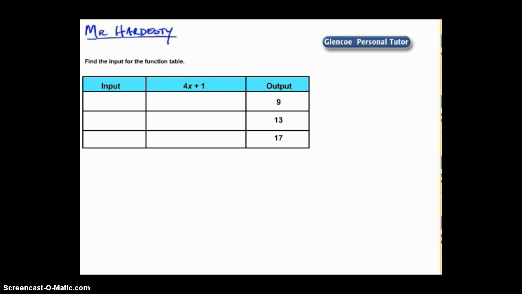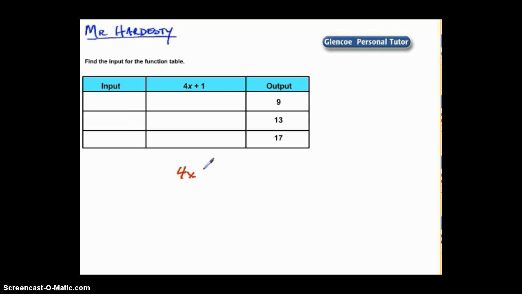This is Mr. Hardesty. Let's use the work backward strategy to solve the next problem. Find the input for the function table. Our function, 4x plus 1, we have an input column and an output column. Typically, we know the input and we want to solve for the output. In this example, we know the output. Let's work backwards to see what the input would be.